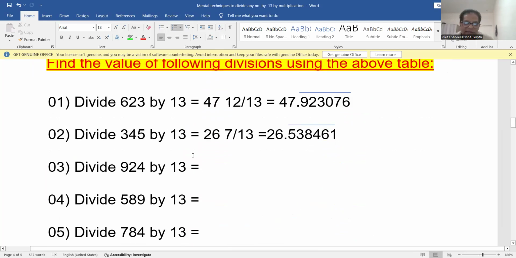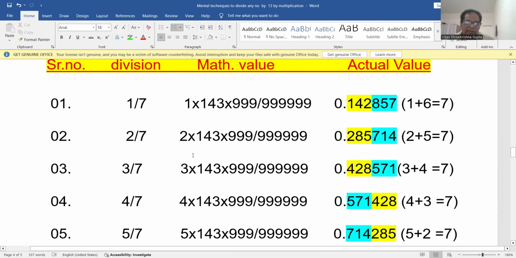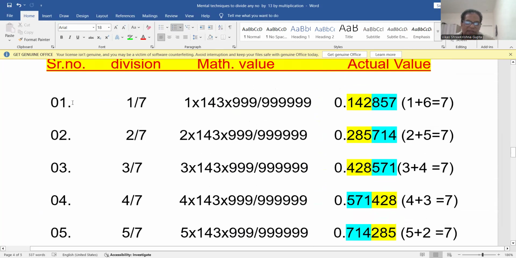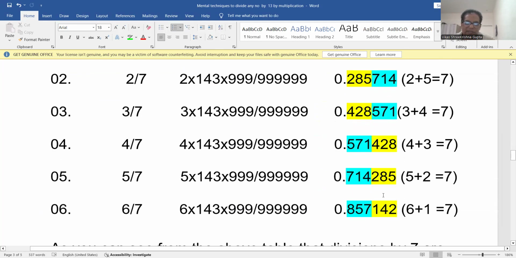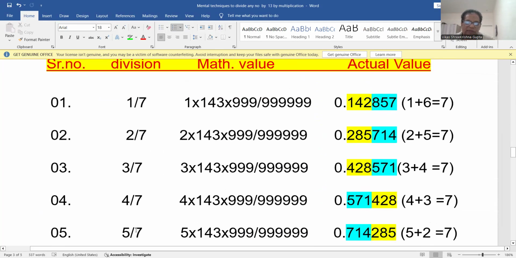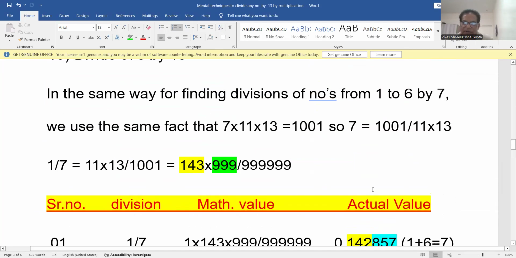In the same way for 7, as you can see, 1 plus 6, they are reverse of each other, because 1 plus 6 is 7. In the same way, 2 plus 5, 2 and 5 are reverse of each other. 3 and 4, 3 by 7 and 4 by 7, they are reverse of each other. Any two numbers whose sum is 7, their division will be reverse of each other. So a very peculiar, amazing fact of division by 7 and 13.